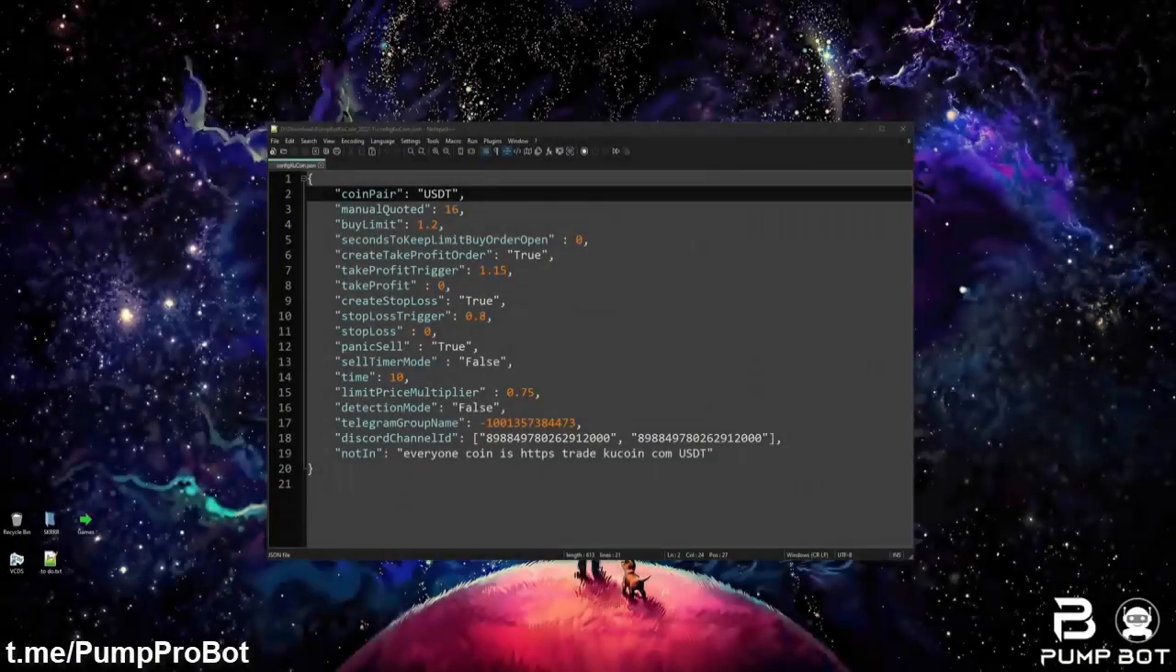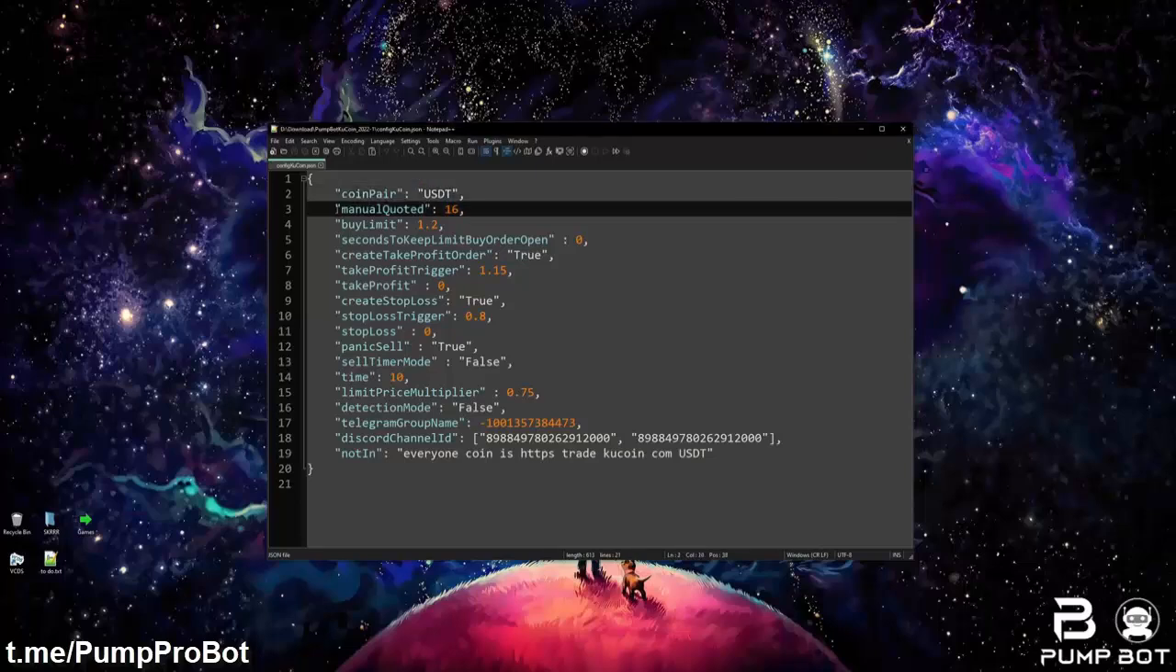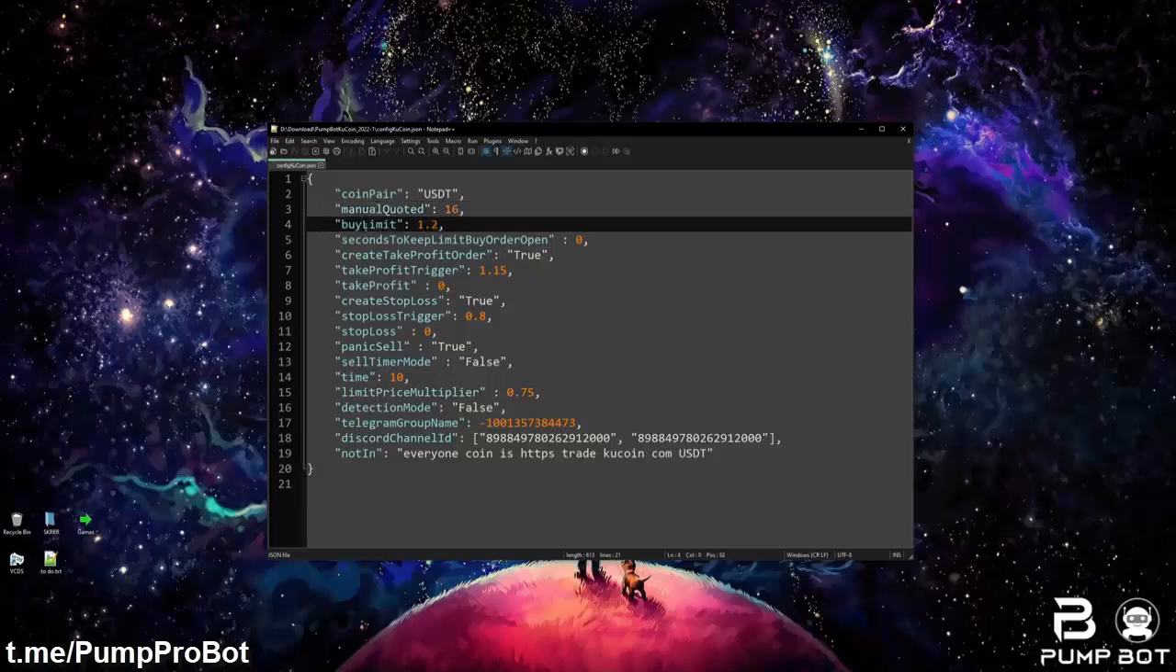These settings are similar across all exchanges with some minor differences. Coin pair stands for the currency that we are going to trade our coins with. Most of the time the pair is USDT or Bitcoin. Just enter USDT or BTC depending on the pump and exchange. Manually quoted stands for how much USDT or BTC you want to spend in the pump. If you set this number to 100, PumpBot will buy 100 USDT worth of the coin. In case of Bitcoin, you have to use the amount of Bitcoin you want to spend.